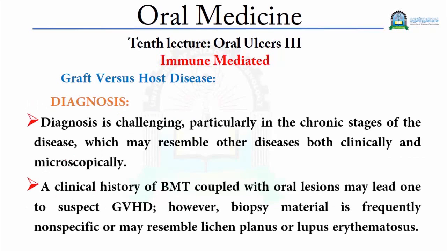The diagnosis in fact is challenging, particularly in the chronic stages of the disease, and it may resemble other diseases both clinically and microscopically, as we mentioned in the differential diagnosis. A clinical history from the patient is very important, coupled with oral lesions, which may lead one to suspect graft-versus-host disease. So you need to take an extensive, detailed medical history from your patient.